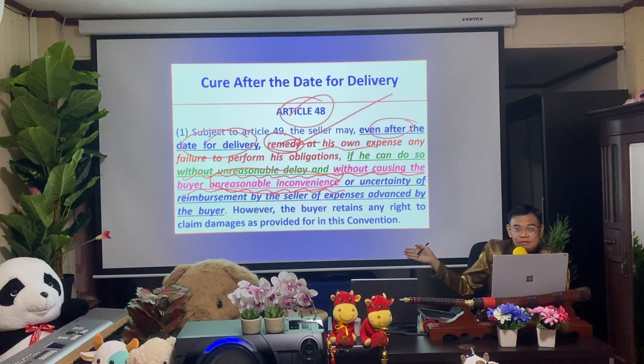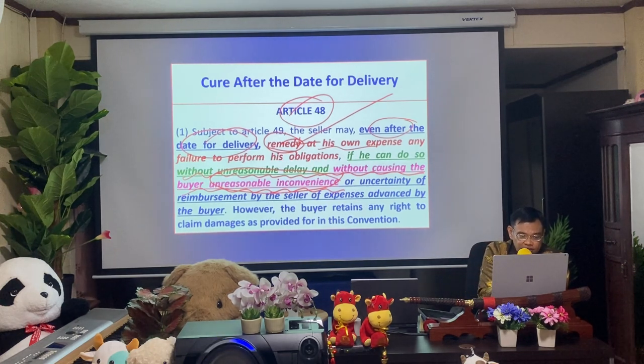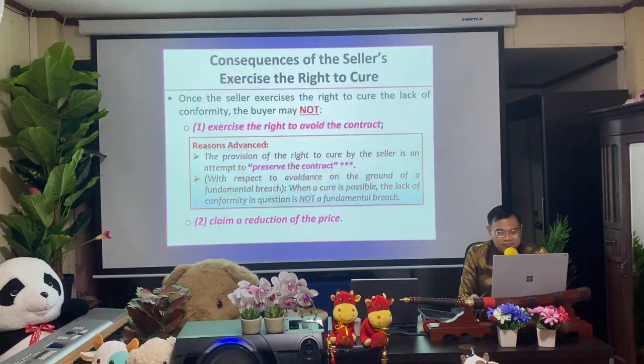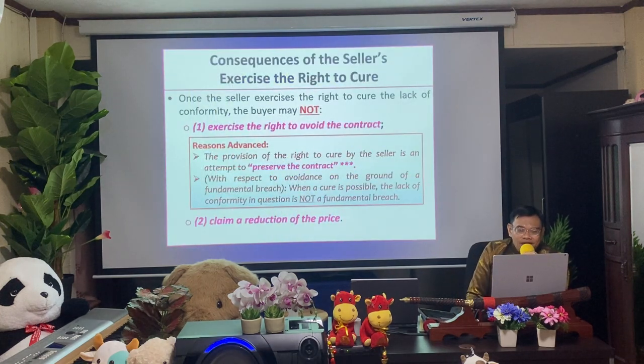The law says that what the CISG says is that if the cure does not cause the buyer unreasonable inconvenience, the buyer will have to allow the seller to cure. The buyer will have to tolerate the cure. So the significance, or the consequences, of the exercise of the right to cure by the seller are this.